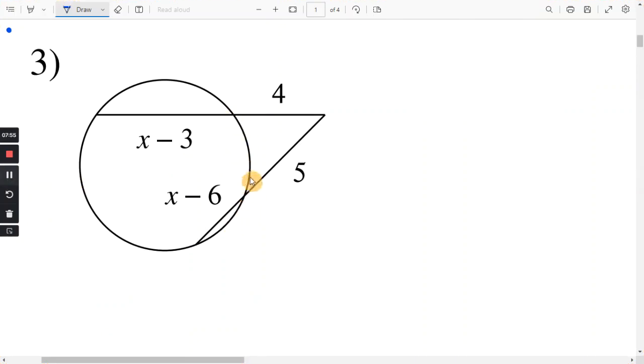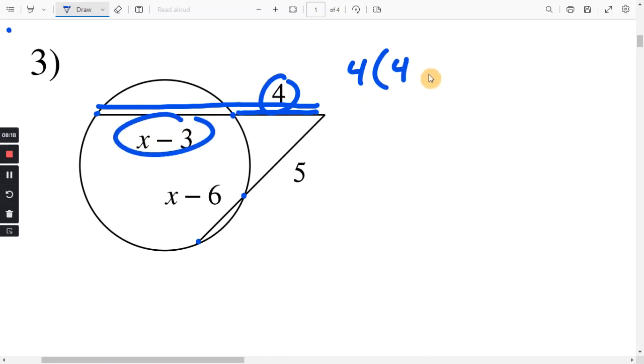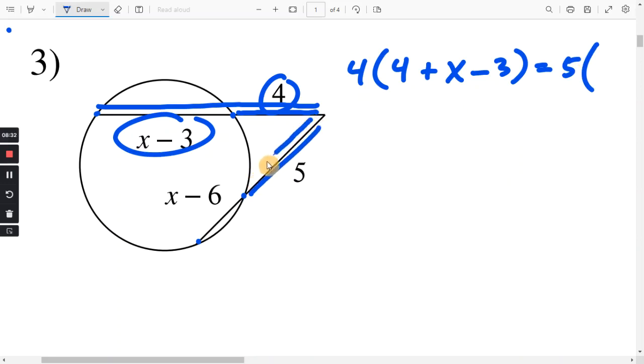So here we have two secant segments. Notice each segment intersects the circle at 2 points. So these are both secant segments. All right, so we have the external segment, which is 4, times the entire segment, which is going to be 4 plus x minus 3. And that equals the same thing on the other one. The external segment, which is 5, times the whole thing, which is 5 plus x minus 6.